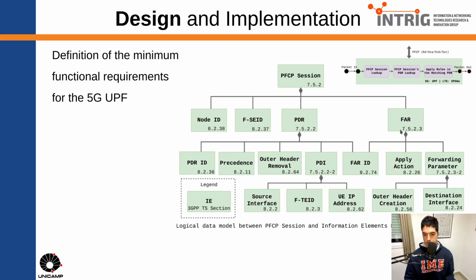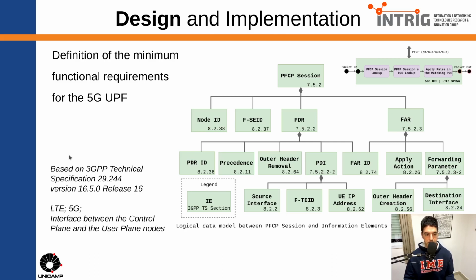So the forward action rules have the logic of where the packet will be forwarded. So here, as you can see, there are forward parameters. We can create another header, or there is information about the destination interface. So it was based on the 3GPP release 16.